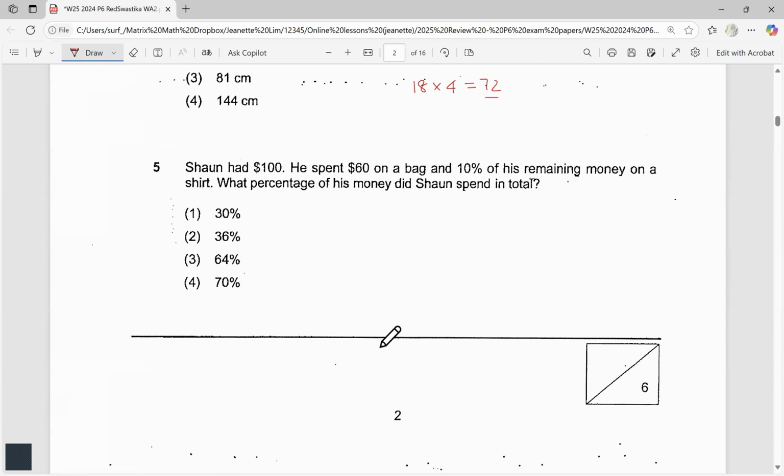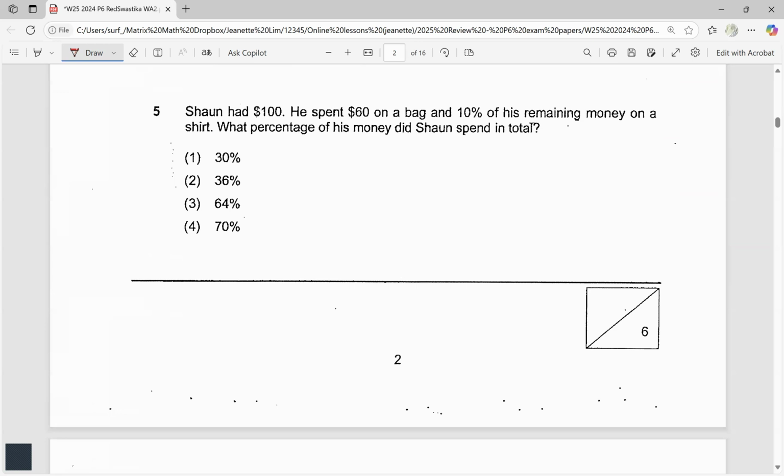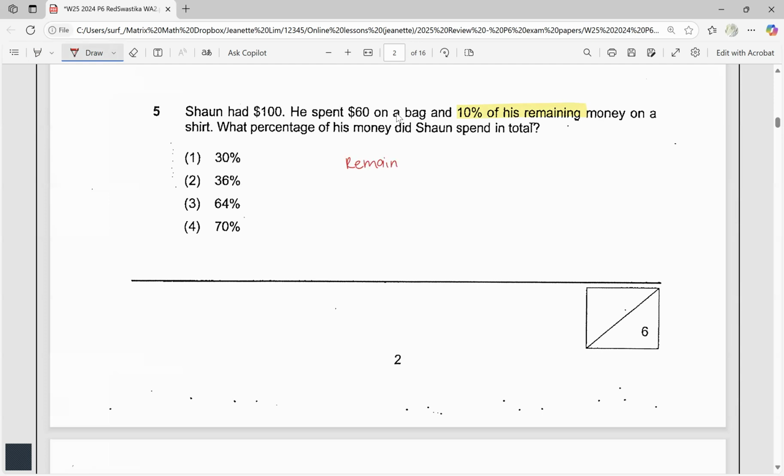Question 5. Sean had $100. He spent $60 on a bag and 10% of his remaining money on a shirt. So what percentage did he spend in total? Firstly, you want to find the remaining money, because this is 10% of his remaining money. Before I can even find the 10%, I need to find the remaining amount first, which is 100 minus 60, which is 40.